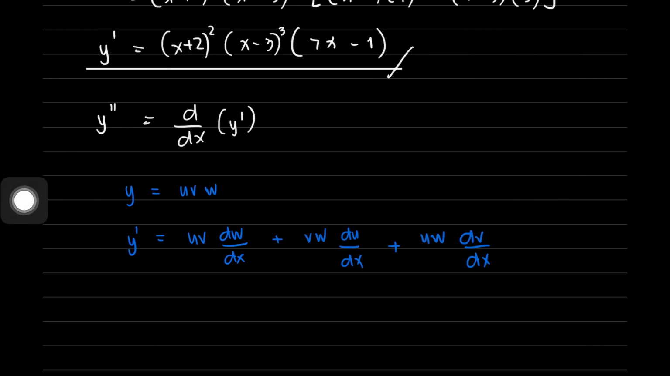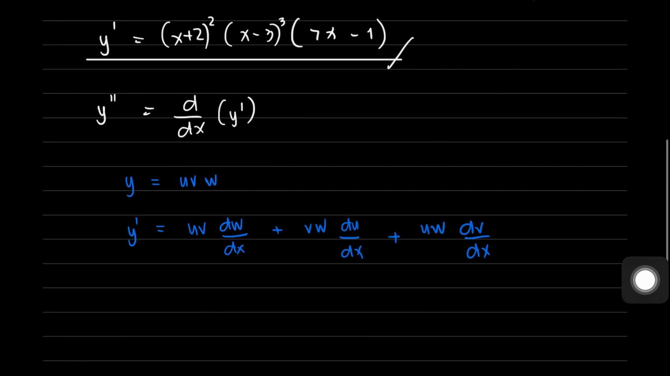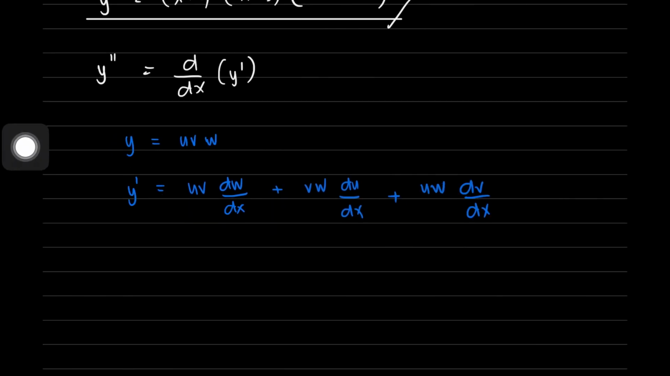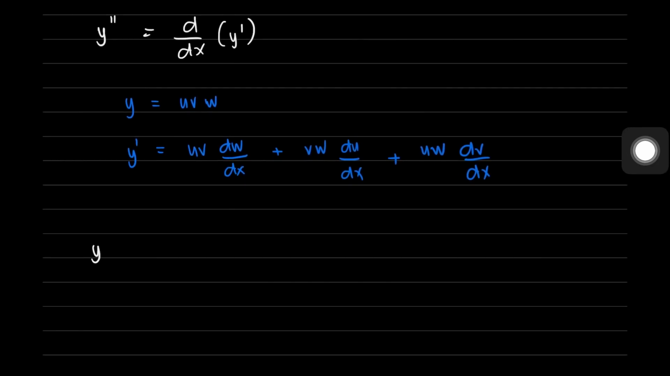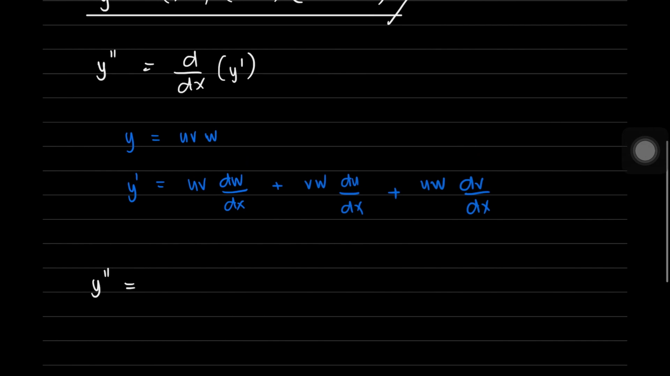Alright, so this is not actually very hard to memorize because basically we're just going to pair it, and then the remainder would be the derivative. And then we're going to get the derivative of the remainder. So the pair of u times v, the remainder is w, so that's dw over dx. vw, the remainder is u, so that's du over dx. And then uw, the remainder is v, so that's dv over dx. Alright? So if we're going to apply this formula to solve for y prime, then y double prime would now be equal to, right?